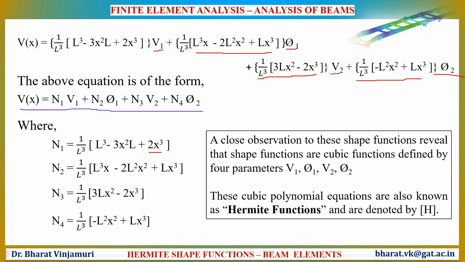Mathematically, these cubic polynomials are also known as Hermite functions. This is one of the reasons why the shape functions in beam elements are also called Hermite shape functions, and these shape functions are denoted by H.